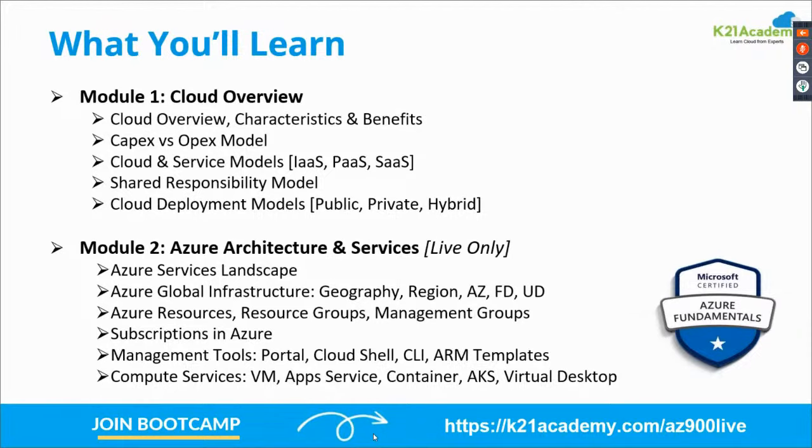We'll look at global infrastructure, things like geography, region, availability zone, fault domain, and update domain. These are important for you because you need to know these things so that you can do high availability, disaster recovery, availability time, uptime, etc. Then we'll cover another concept, which is Azure resources. What a resource means, what a resource group means, what management groups mean, and so on.